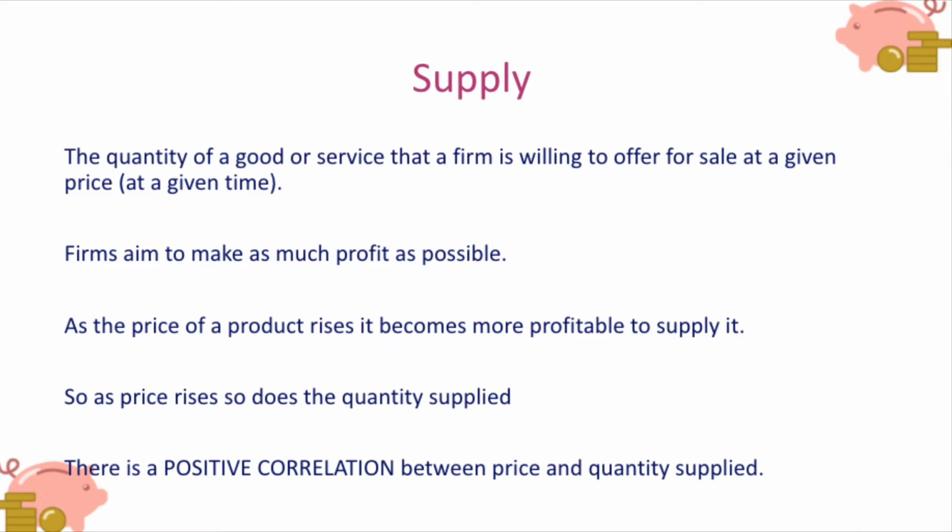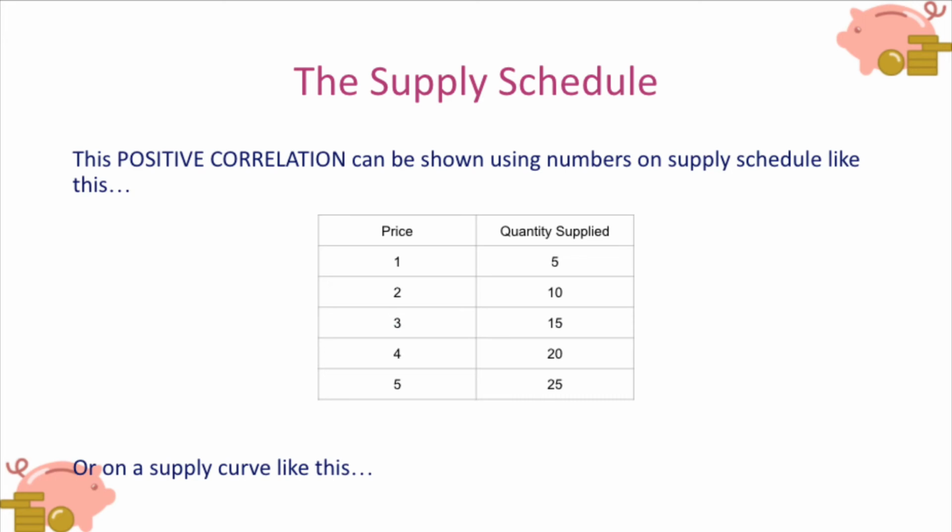So as the price of a product rises, it becomes more profitable to supply that particular product. So as the price rises, so does the quantity supplied. So we've got a positive correlation now between price and the quantity supplied. We can show that positive correlation on a schedule like this one here, where we've got the price rising from $1 to $5, and as a result the quantity supplied increases from 5 to 25.